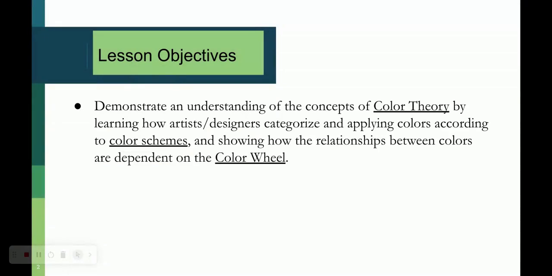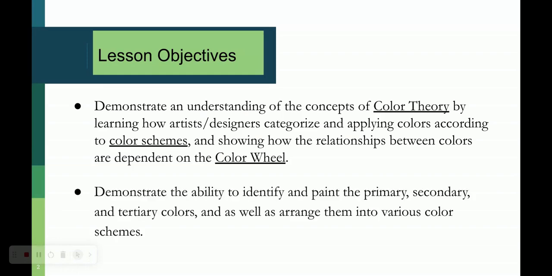The lesson objectives are to demonstrate an understanding of the concepts of color theory by learning how artists and designers categorize and apply colors according to color schemes, and showing how the relationships between colors are dependent on the color wheel. You're also learning to demonstrate the ability to identify and paint the primary, secondary, and tertiary colors, as well as arrange them into various color schemes.